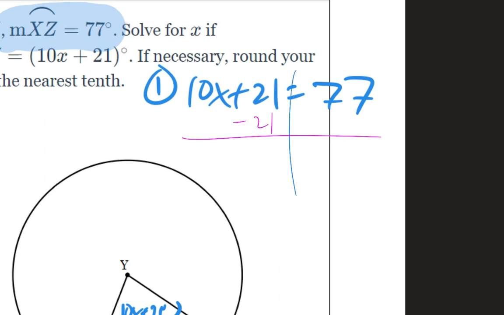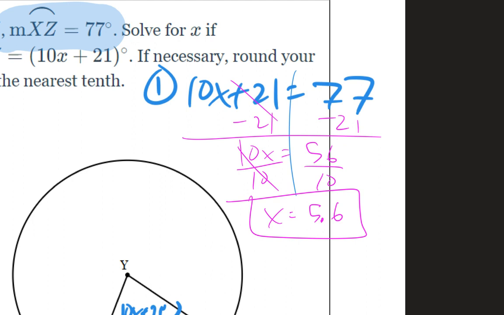So we're going to subtract 21. Cancels out. 10x equals 56. Now, I know you can do this, but think about that. If it's dividing by 10, what are we going to do? If we divide by 10, all that does is move the decimal place one to the left. So if you put that in, you would get the same answer. The answer is x equals 5.6.